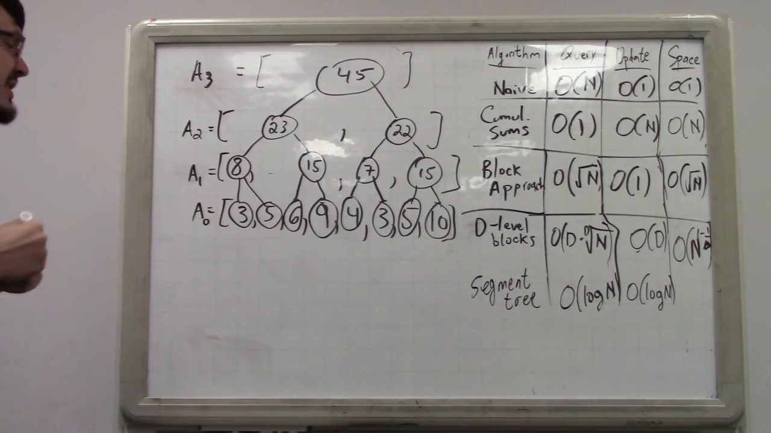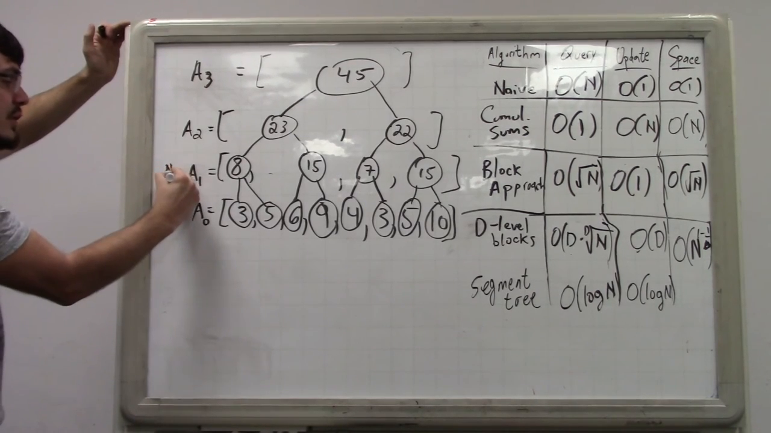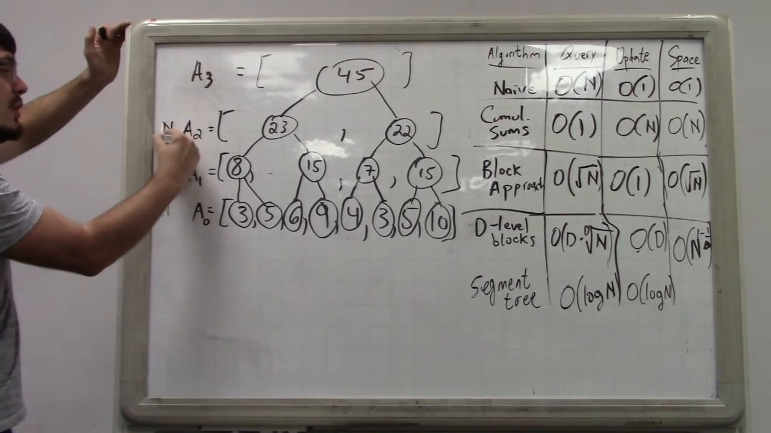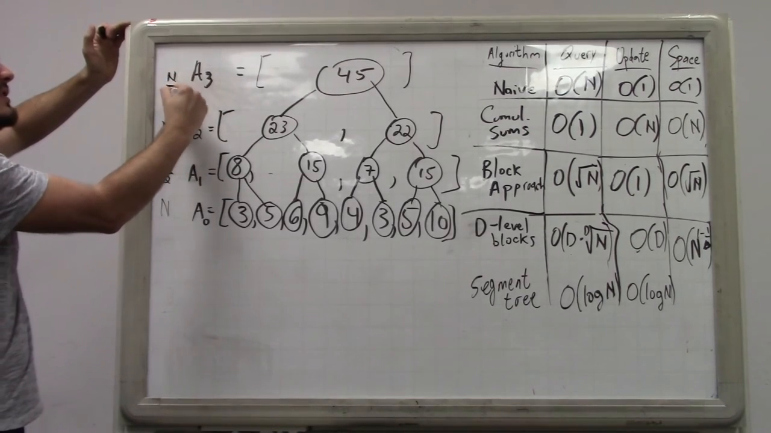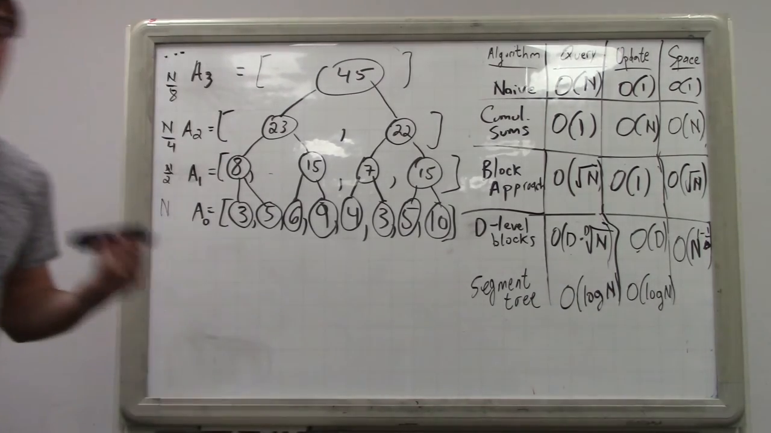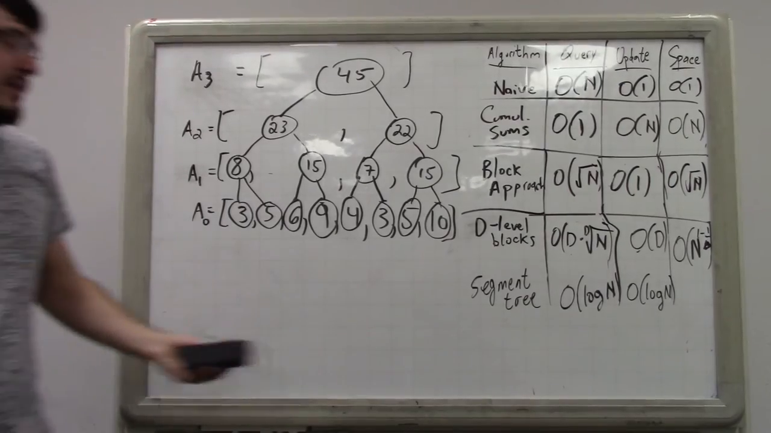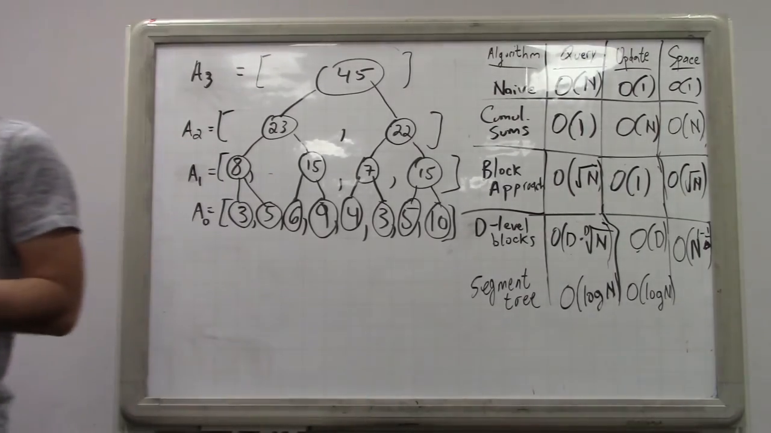How much space does the segment tree take up? It's actually very predictable if you think about it, right? Because this is n, this is n over 2, this is n over 4, this is n over 8, and so on. This is a descending geometric series, so it actually sums to about 2n. So you can just go ahead and allocate 2n space for your segment tree.